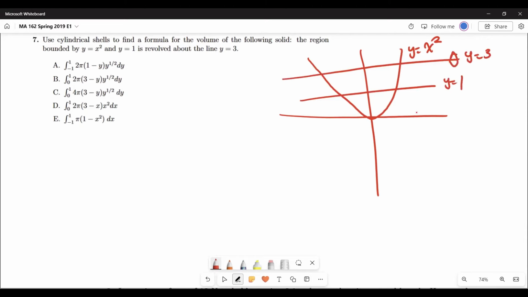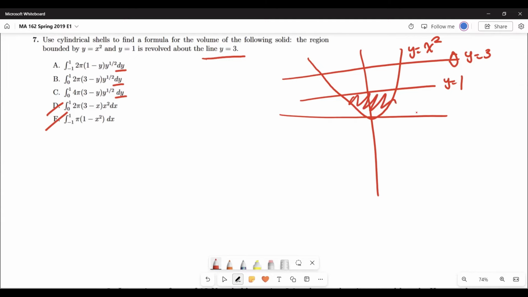If you remember the cylindrical shells, when you choose dx or dy, it should be parallel to the revolving axis. Since our line is y equals 3, the shells are parallel to this line, meaning it's going to be dy. So we use dy, get rid of the axis, and our region is this. Let's find the volume of that region.